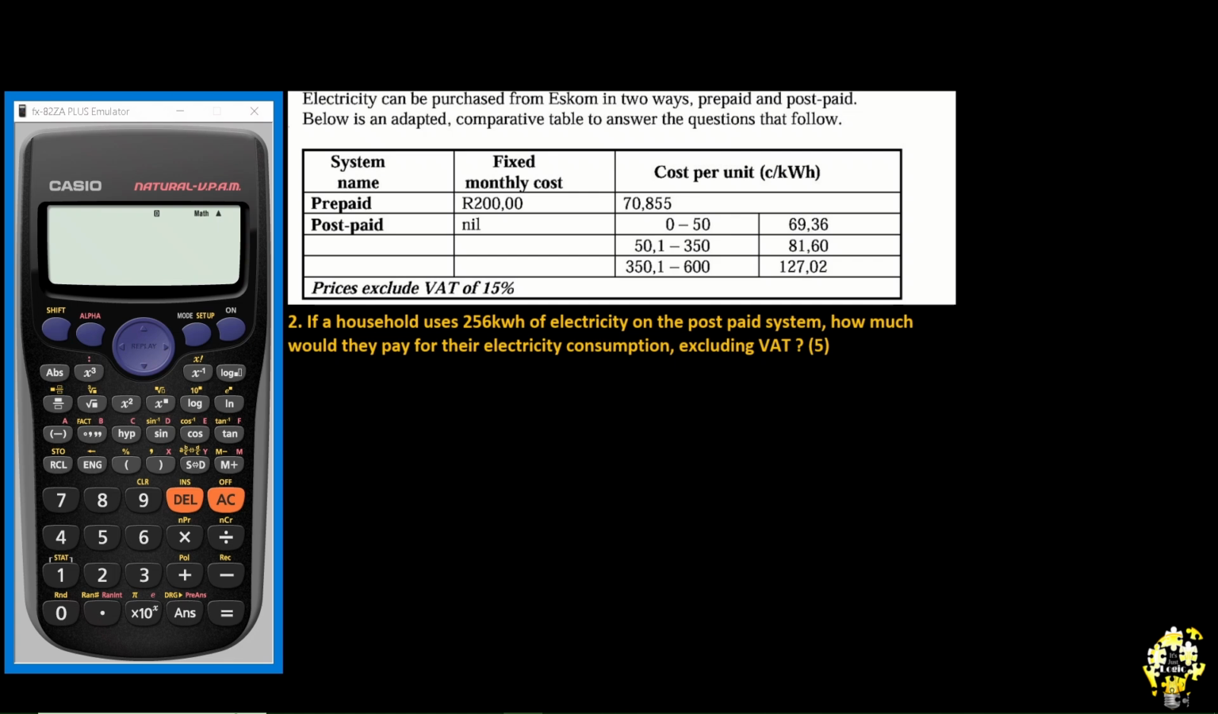Step number 1, is it cents or rands? Now look at here, cost per unit. Oh, look at this. It's actually in cents. This is very important. Step number 2, VAT inclusive or VAT exclusive. Prices exclude VAT, so they are VAT exclusive. Step number 3, we said that periods can either be in years, 2023 to 2024, or in description. Here they're in description. It's prepaid and postpaid.